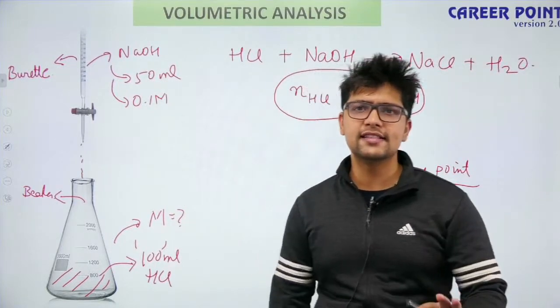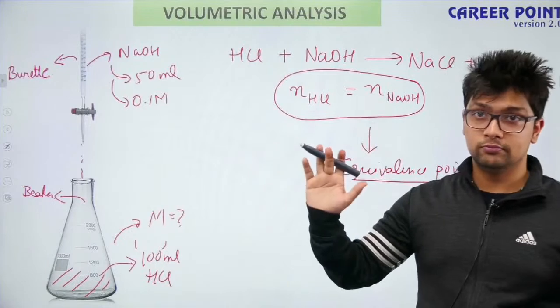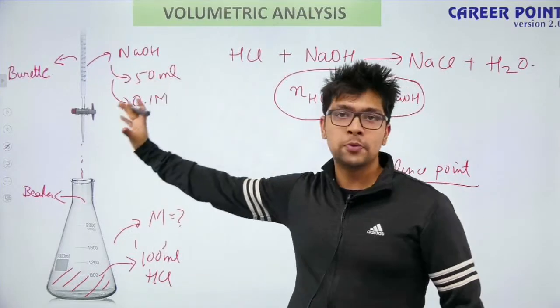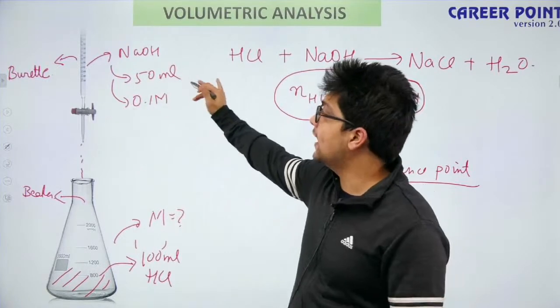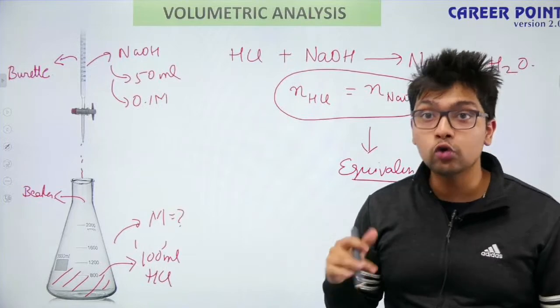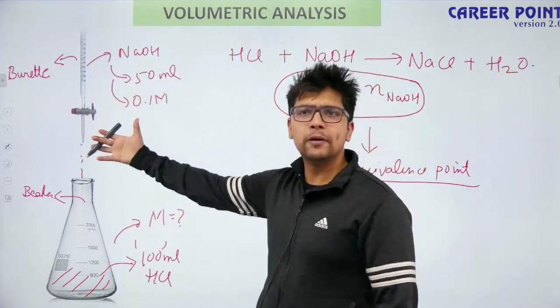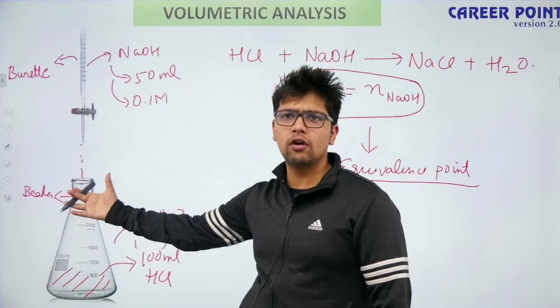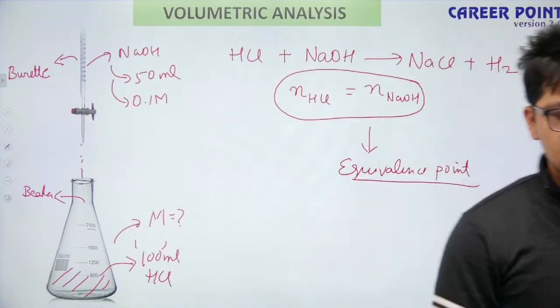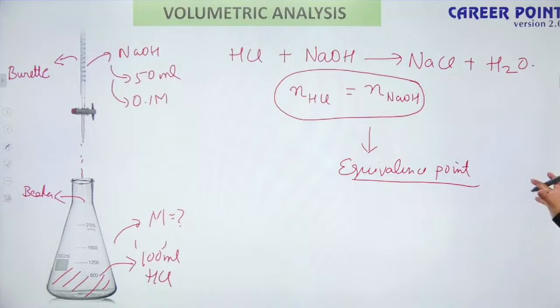But at this instant, there is a mechanism by which we can know when to stop the burette, because molarities and volume are in our control. So how to calculate? Simply open the tap, see how many mLs of this base are added, and just do the calculations. So what is my equivalence point?